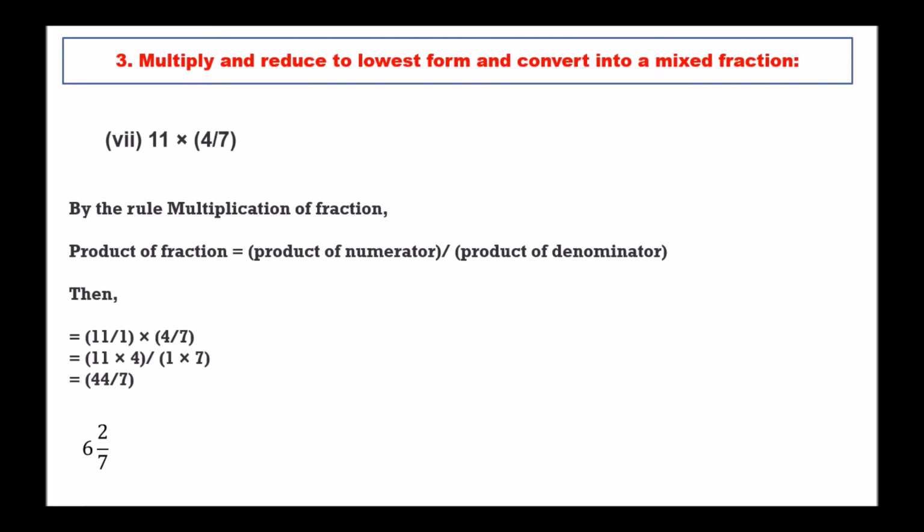11 into 4 upon 7. So 11 upon 1 into 4 upon 7. 11 into 4 divided by 1 into 7. That is 44 upon 7. So it is 6 and 2 by 7.